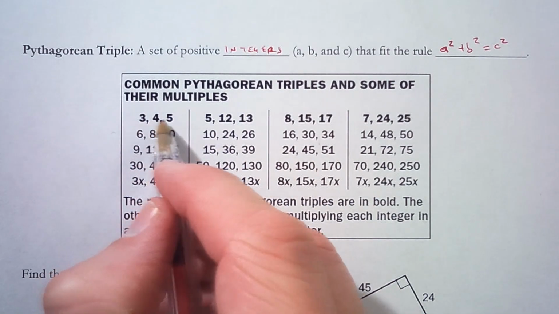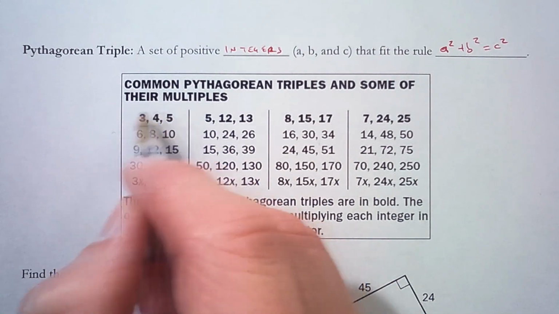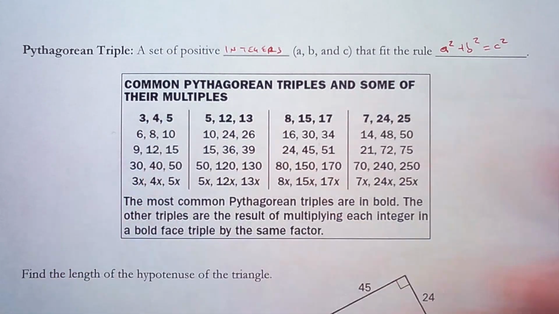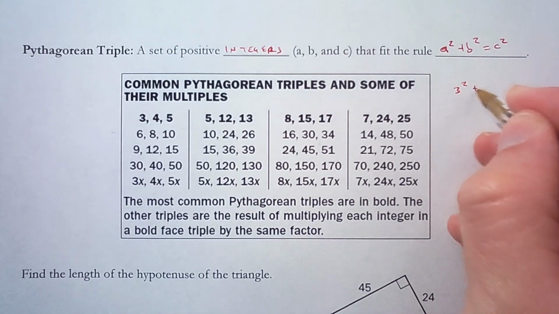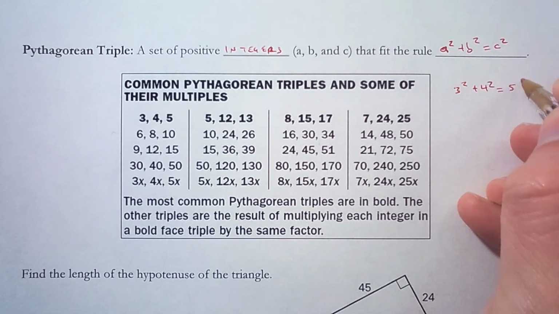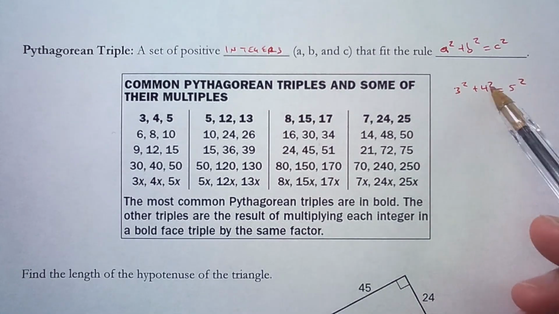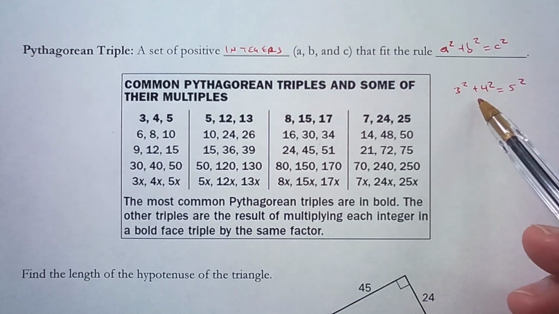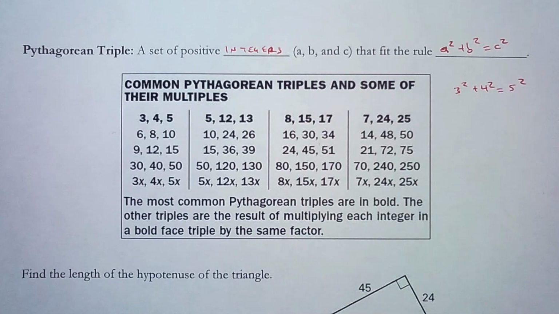So 3, 4, 5, that is the most common Pythagorean triple, and it's a Pythagorean triple because 3 squared plus 4 squared is equal to 5 squared. So that's 9 plus 16, which is 25, and 5 squared is 25.